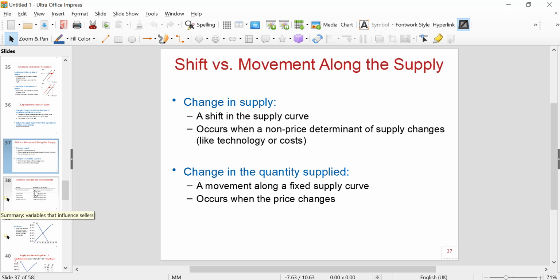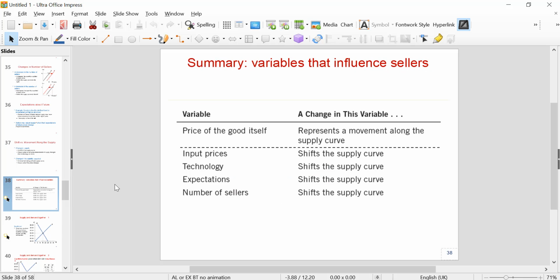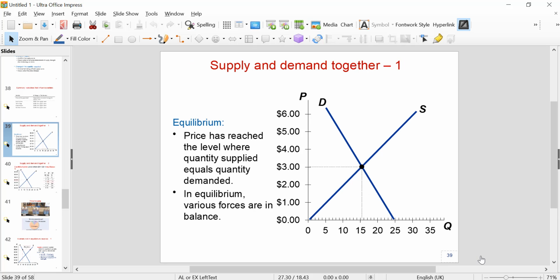All right, so here we now have the summary of the important points. Price changes mean quantity supplied changes, so that's a movement along the curve. But when non-price factors change, like input prices, technology, expectations, and number of sellers, then there is a shift in the supply curve. So we refer to them as change in supply. Let's now put together demand and supply curves and analyze market equilibrium. Market equilibrium is when supply and demand match.